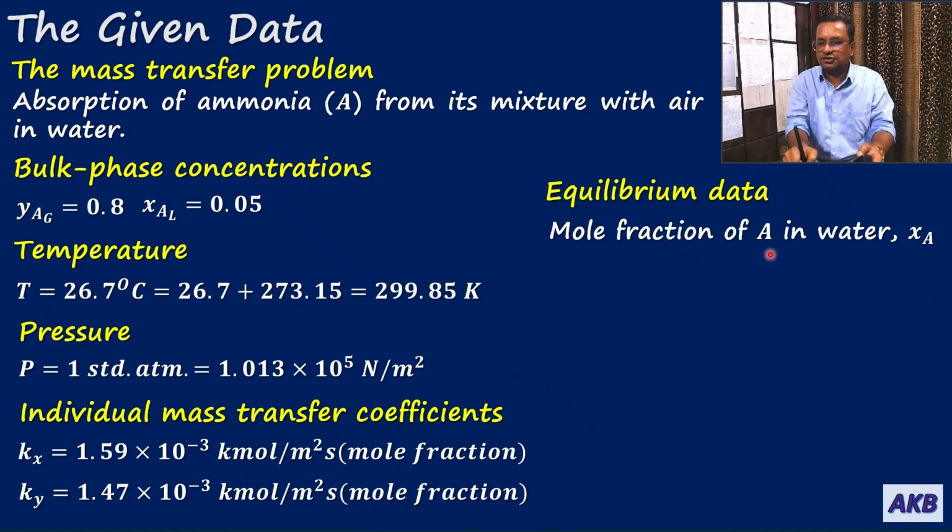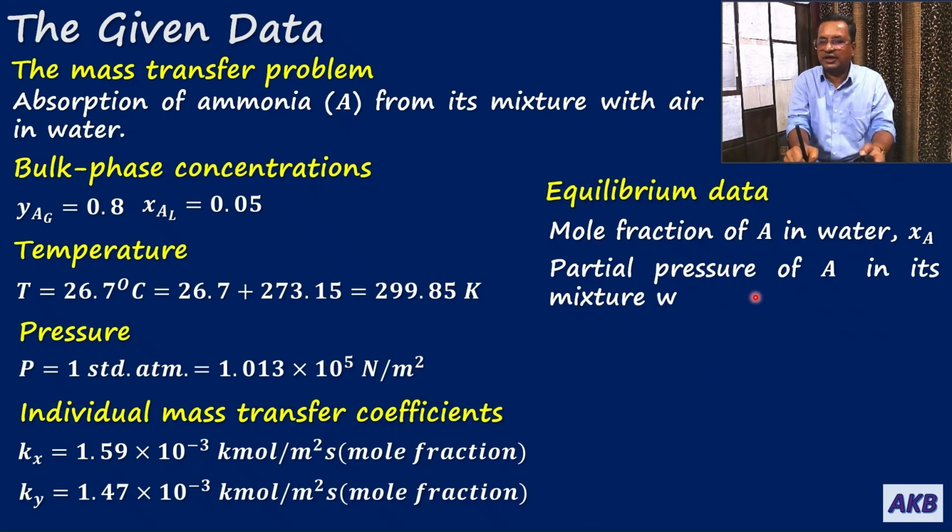The equilibrium data is given to us. We have mole fractions of E in water, that is Xa, and then partial pressure of E in its mixture with air, which is Pa. So Xa is in equilibrium with Pa. So all those equilibrium values are given to us.